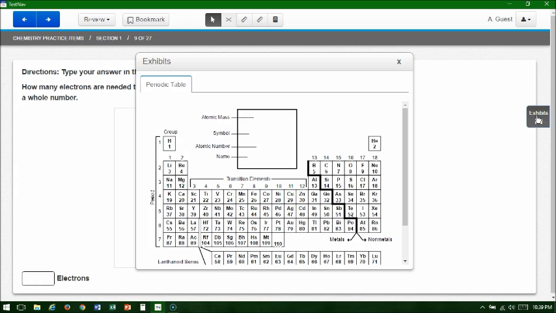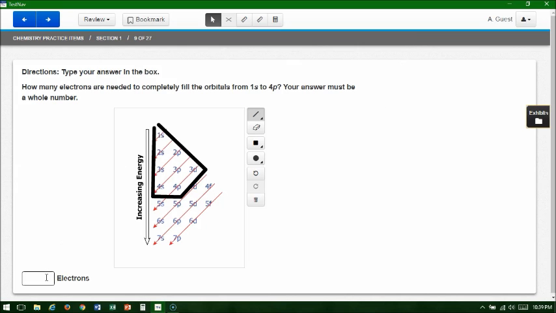If we fill all the orbitals up through 4p, we would be in the 4th row, at the end of the p block. That's krypton. Again, 36 electrons would fill all the orbitals up through 4p. So all we have to do is type in 36 into the box.